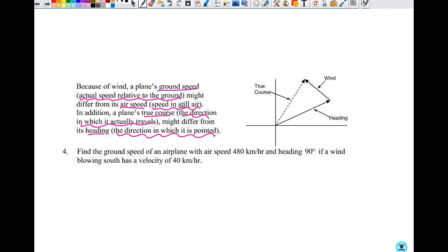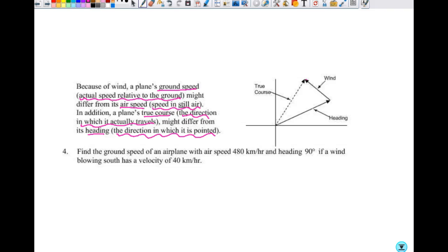So if the plane is going to travel in still air, like there's no wind, there's nothing that's affecting what's happening, then if this is the heading, it's actually going to go right there. However, when the wind is pushing it, even though this is the heading, it actually ends up on this right here, which is its true course. Does that make sense to you? That's what's happening. The wind is literally pushing it.